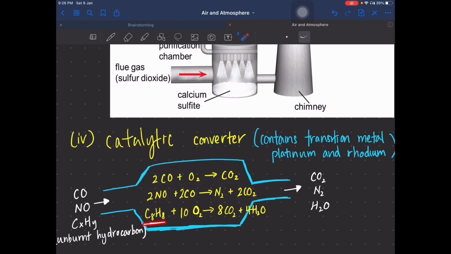Last but not least, it is also possible for any form of unburned hydrocarbon, this is just one example, C4H8, to combine with oxygen with the help of the catalyst, eventually giving you the carbon dioxide as well as the water. Now, you realize that the purpose of the catalytic converter is really to use catalysts to convert harmful gases into less harmful gases, right? And of course, do take note that although we are trying to remove pollutants, be mindful that you're actually generating carbon dioxide as well, which has an impact on the environment.